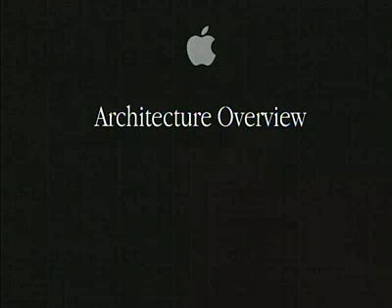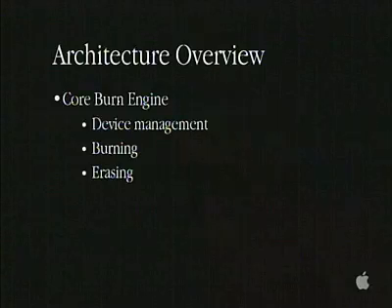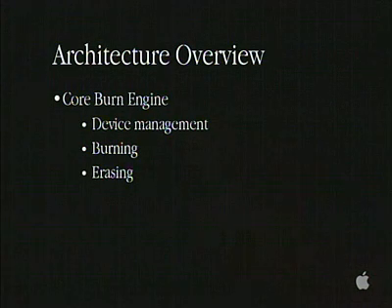All right. So that's the sales pitch. Now let's talk about the architecture. The first part that lies underneath everything is the core burn engine. The core burn engine is basically an engine that handles burning content to a disk. It handles device management, which is actually one of the harder things to do. It handles burning, and it handles erasing. It's just burning. It doesn't know anything about content. And that lies underneath everything.